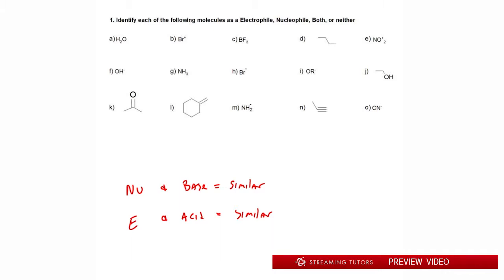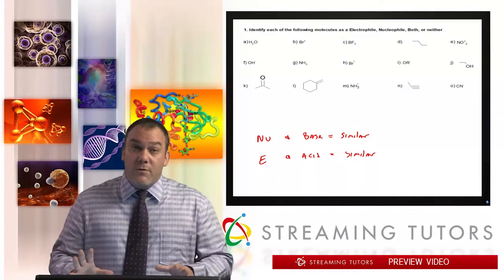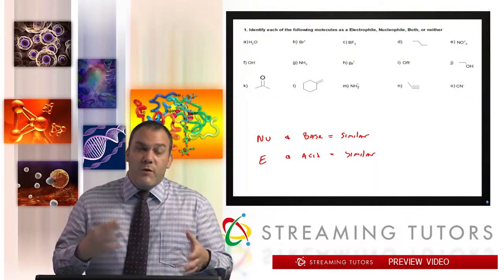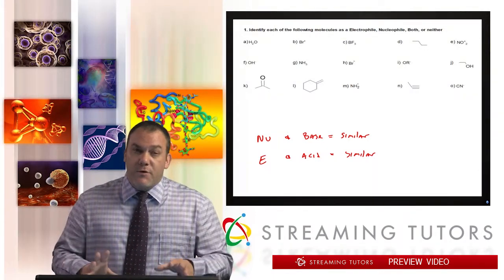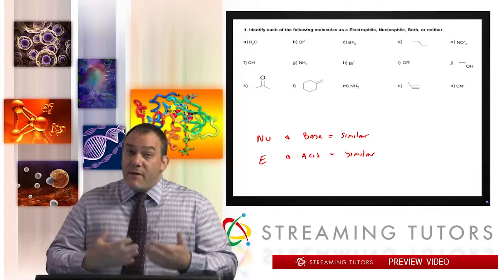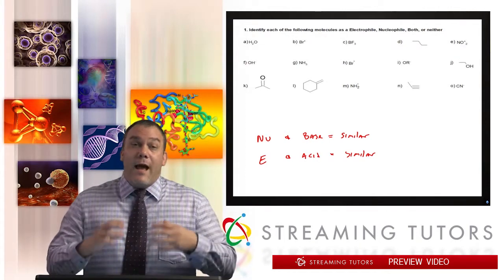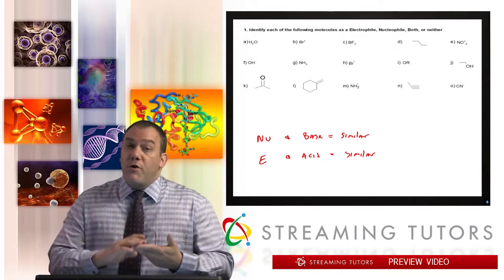Why do I say similar? We're not going to worry about that now, but in the next video set, when we learn about SN2, we're going to learn about the difference between a nucleophile and a base, okay? We'll get into more details. But for this problem, you could think of something that donates electrons. That's a base, right? It gives electrons, so it is either a base or a nucleophile.